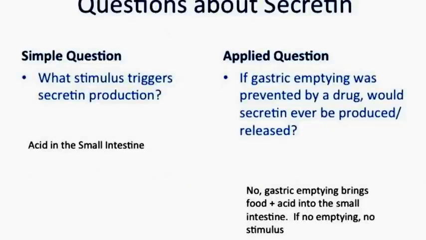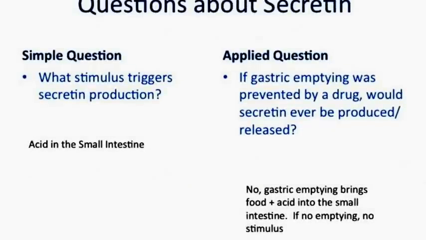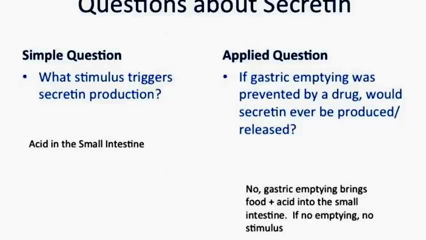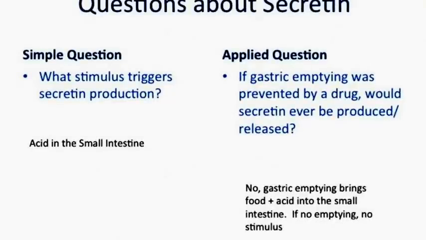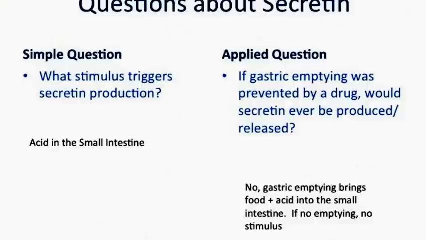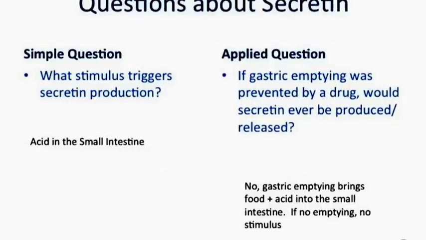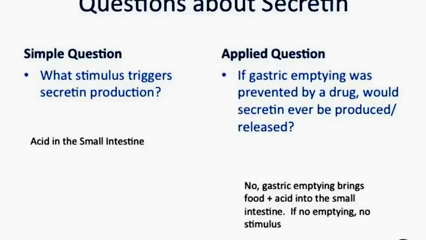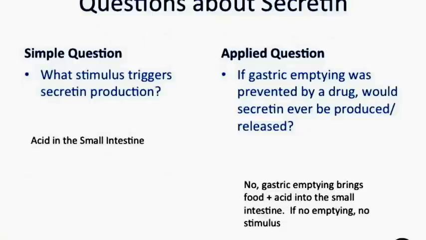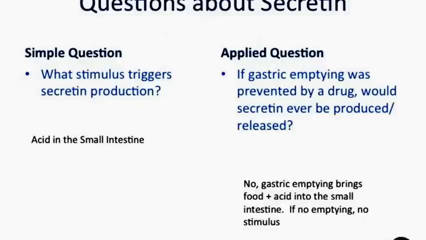So the next question that we can ask is, what stimulus triggers secretin production? So that's the simple question. And the answer is that it's acid in the small intestine that triggers secretin production. So looking at this same information in a more applied format, we can ask, if gastric emptying was prevented by a drug, would secretin ever be produced or released? And the answer is no, since we know that gastric emptying is what brings food and acid into the small intestine. If there was no emptying, there would be no stimulus and therefore no release.